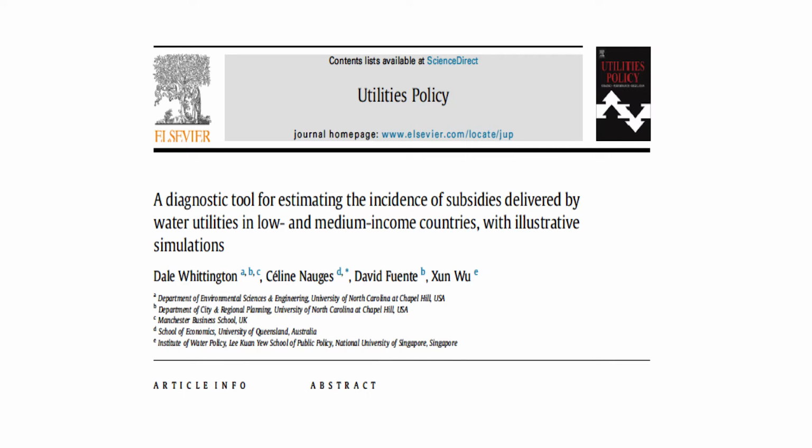This is because most of the subsidies provided through the water utility are not being received by households in the lowest income quintile. If you'd like to see the details, the precise methodology underpinning these calculations is presented in our 2015 paper in the journal Utility Policy.